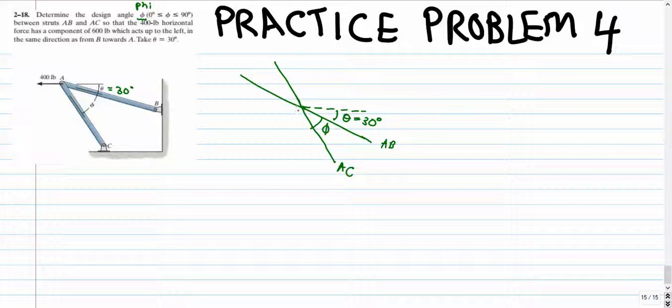They have also given us a horizontal force that acts to the left, and its magnitude is 400 pounds. And in addition to this force, they have given us a component of this force that acts along the AB axis, in other words, this component right here. The magnitude of this component is 600 pounds. And what they want us to find is the angle phi.